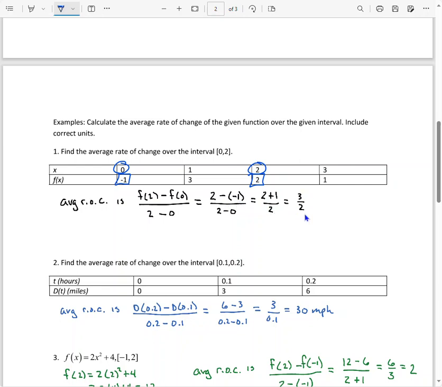Yes, you could call it 1.5, but please don't. Get used to fractions. We're going to use fractions a lot. Some decimals are not cool. Some decimals are. All fractions are cool.